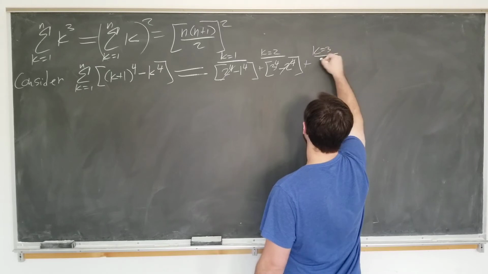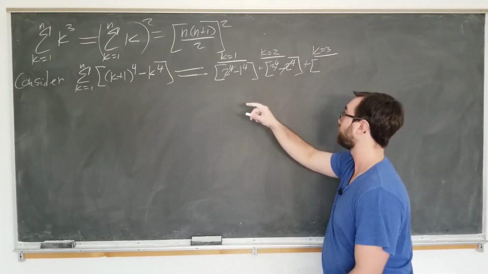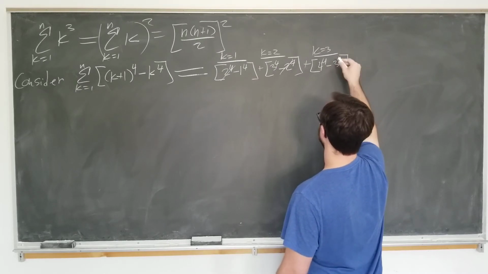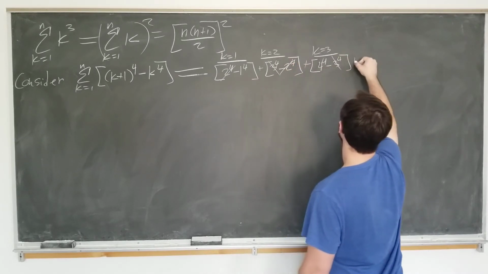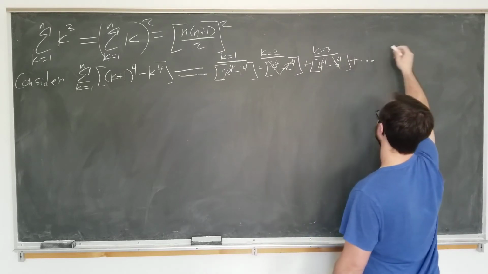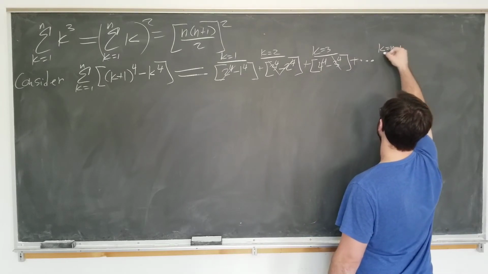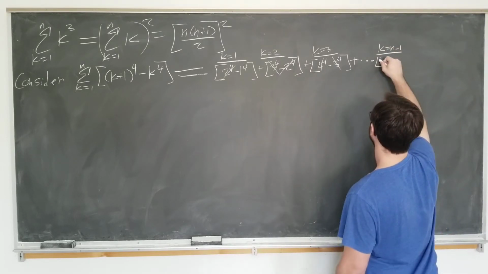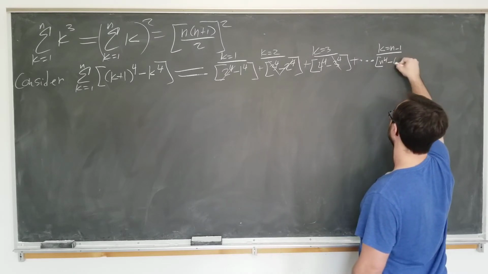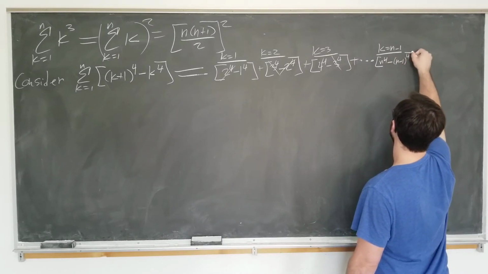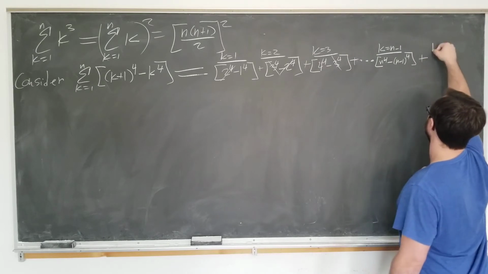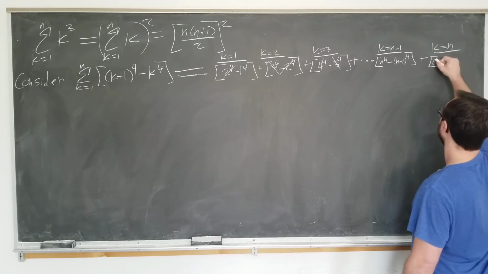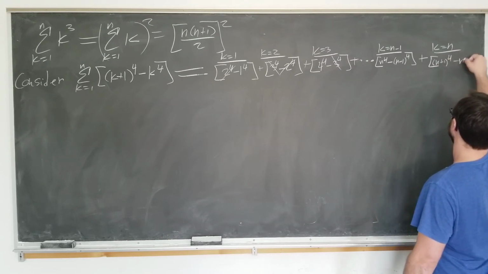And the k equals 3 term. 3 plus 1 is 4. 4 to the fourth minus 3 to the fourth. And we get another cancellation here. We're going to continue on to the n minus first term. This gives me n minus 1 plus 1 is n to the fourth minus n minus 1 to the fourth. And finally, the last term that we're going to write is k equals n. This term is going to be n plus 1 to the fourth minus n to the fourth.